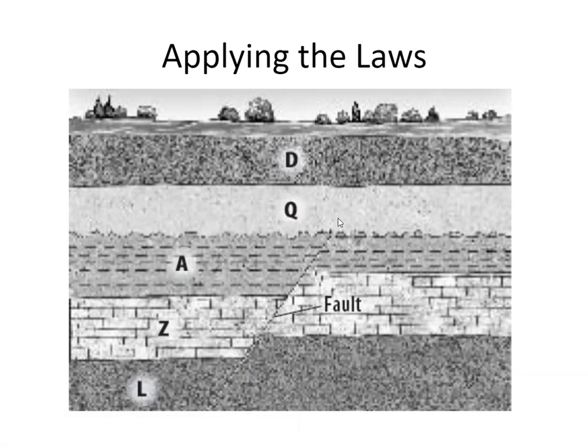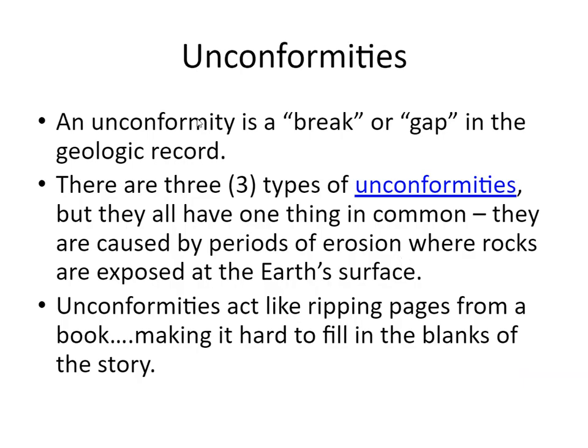And then these rocks are unfaulted, so they must come much after the faulting. Okay? So there's a concept in geology that's really important. It's called unconformities. There are three types, and really the specifics of the three types isn't that important. What's the most important thing is to understand that they represent a break or a gap in the geologic record.